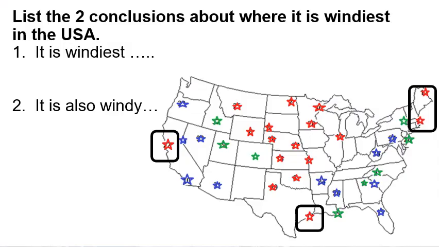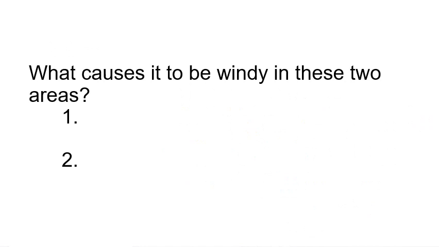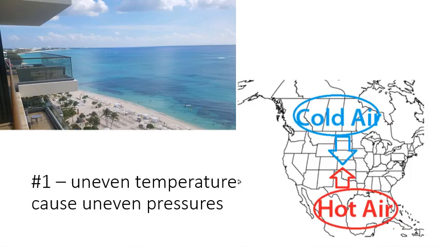So it is also windy at the coast. So we've got two places. It is windiest in the Midwest, and it is windy along the coast. So what causes it to be windy in these two areas? There's two reasons. First of all is the uneven temperatures, which causes uneven pressures. Remember that the water here is almost always going to have a different temperature than the land. So that's going to give you unequal pressures, and you're going to get air moving.